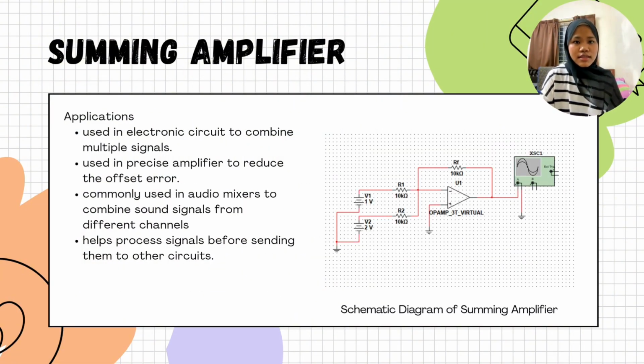Next is the application of the summing amplifier. The summing amplifier is widely used in electronic circuits to combine multiple signals into one output. It is also used in precision amplifiers to reduce offset error or improve signal accuracy. Besides that, summing amplifiers are commonly used in audio mixers to combine sound signals from different channels into one single output signal, before they are sent to other circuits for further operation.